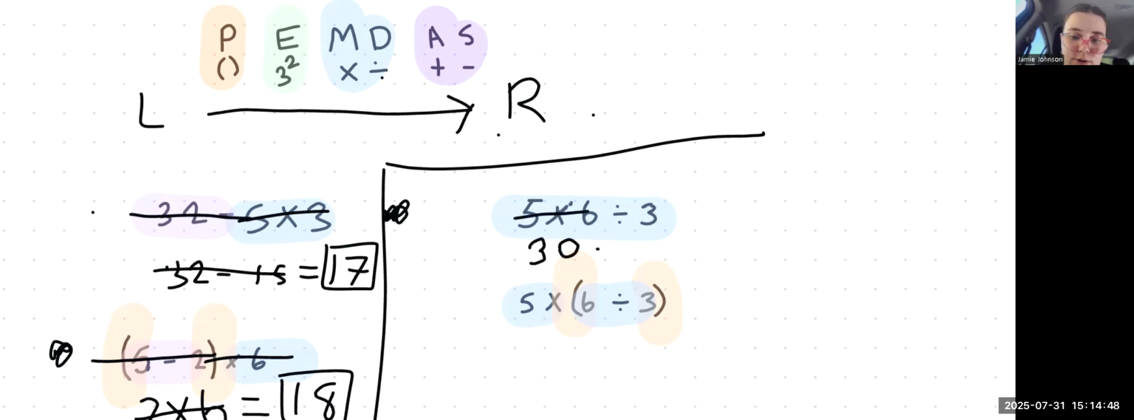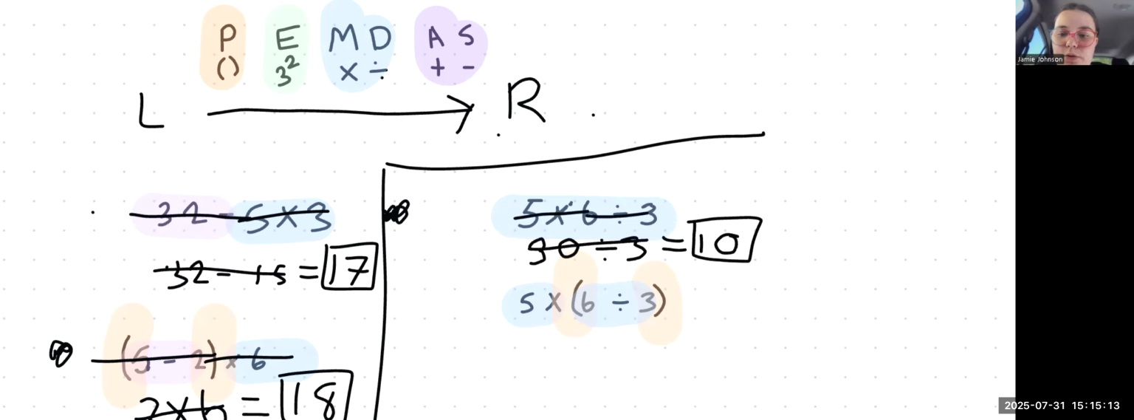30 divided by 3. That's all we have left, but we're going to go through our order of operations just for practice. No parentheses, no exponents. We do have multiplication or division now. So then we work from left to right. 30 divided by 3 is 10. 10 is our answer there. Right? And I can cross these out.